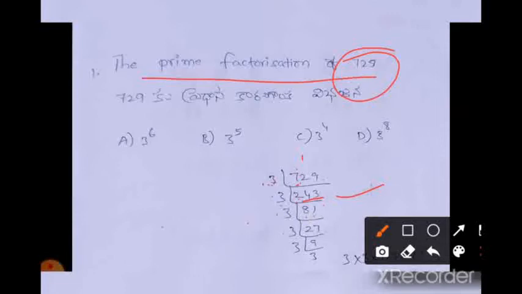And then 81. Here we search in the 3 table. 3 twos are 6, here 2 will be there. 2 and 1 make 21. In 21, 3 sevens are 21. And then in 27, 3 nines are 27. And then 9, 3 threes are 9. So how many 3s do we get? 1, 2, 3, 4, 5, 6. So we get six 3s, I mean 3 power 6. So this is the answer.